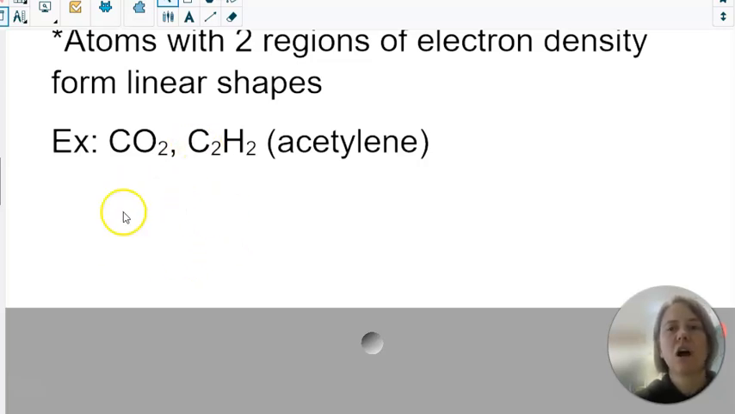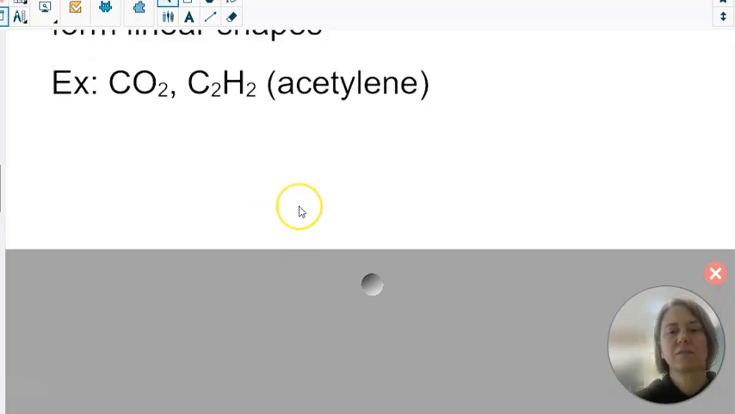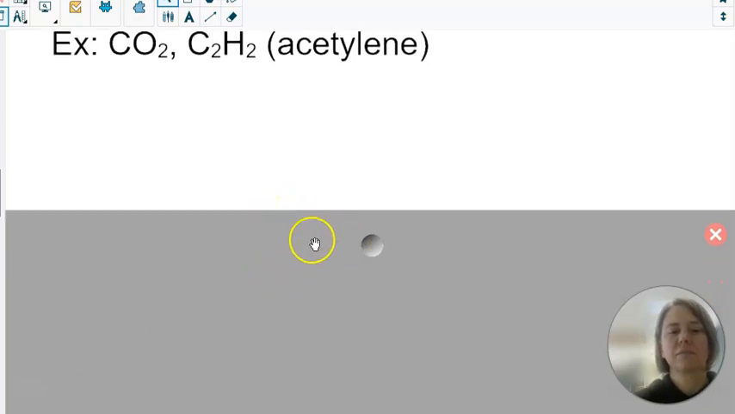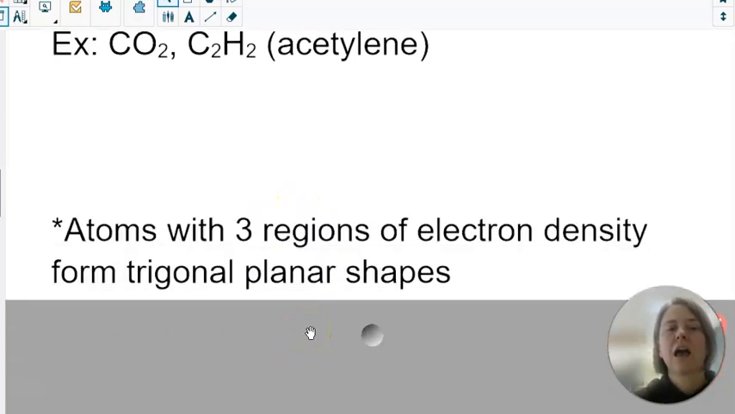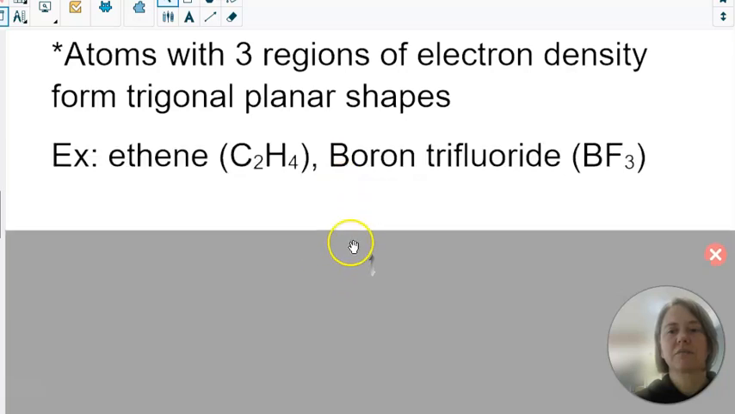See if you can draw the Lewis structures of carbon dioxide and acetylene. And if you're stuck, make sure you leave space. Atoms with 3 regions of electron density form trigonal planar shapes.